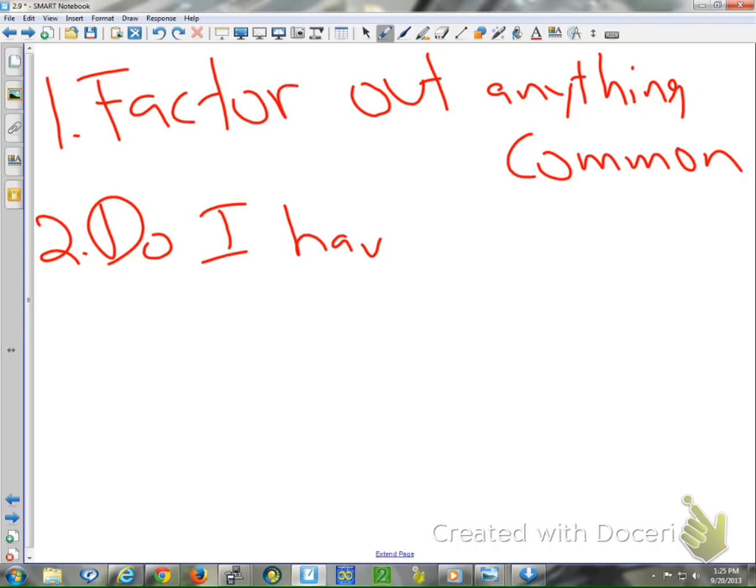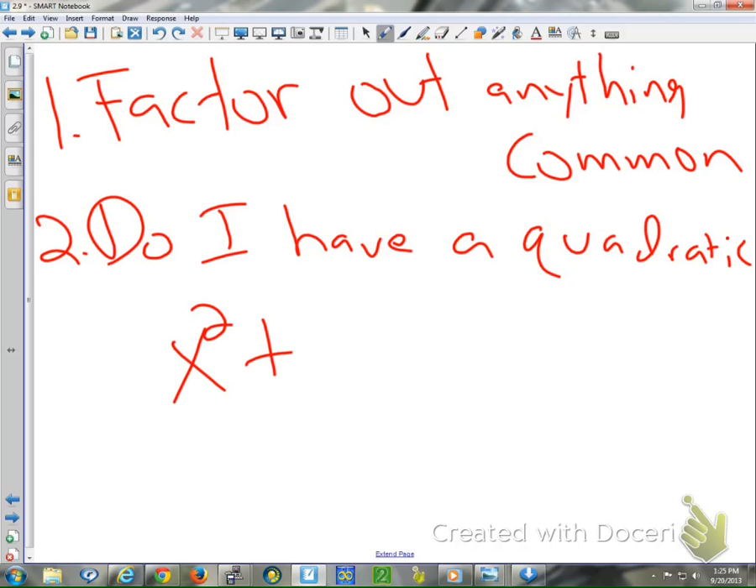I heard 4. Because of the quad. That is an excellent piece of logic, but technically it doesn't have anything to do with 4. A quadratic is like x squared, like the one we just did a second ago, plus x minus 6.